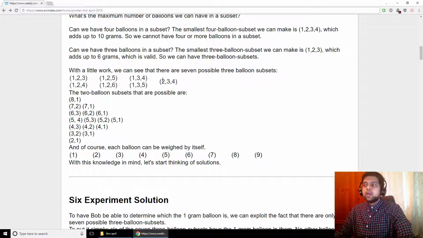For example, how many times does the 2-gram balloon show up in these possible 3-balloon subsets? Well, it can show up here, it can show up in these, but those only come up 5 times. It can't show up in these 2.